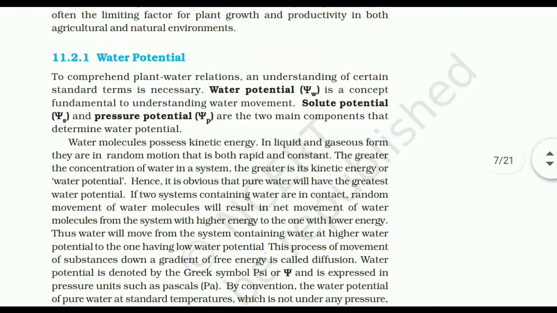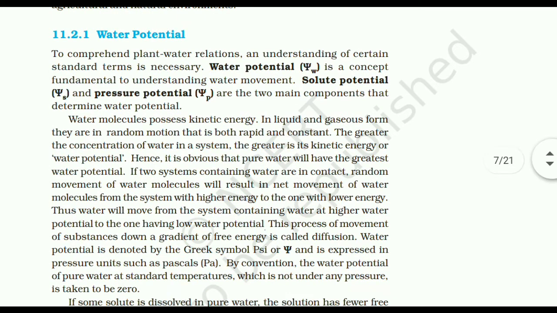11.2.1 Water potential. To comprehend plant-water relations, an understanding of certain standard terms is necessary. Water potential is a concept fundamental to the understanding of water movement. Solute potential and pressure potential are two main components that determine water potential. Water molecules possess kinetic energy. In liquid and gaseous form, they are in random motion that is both rapid and constant.